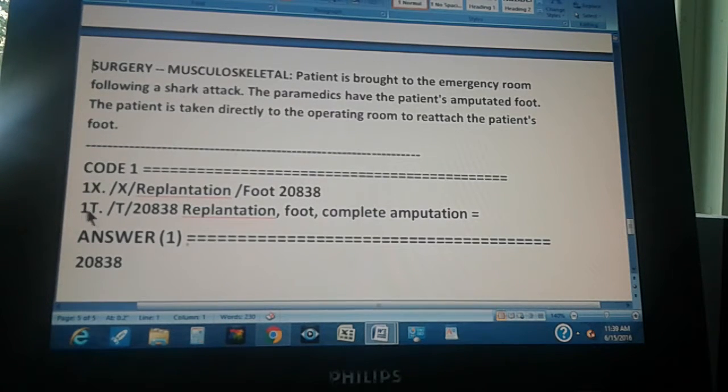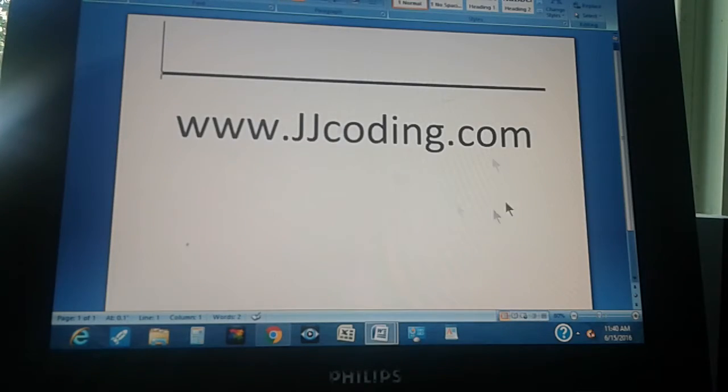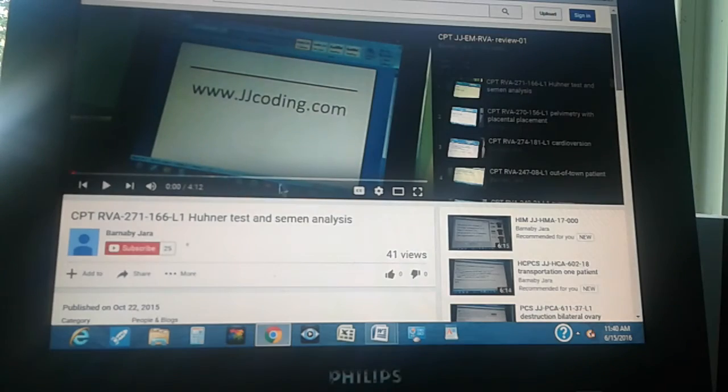Now we're going to check this code in the tabular. The code through the tabular is found like this. First you go to the tabular. You first go to 20838, which is the code that you found from the index, and what do you get there? Replantation, foot, complete amputation. And since in the tips we have told you that by default, if it just says amputation, that has to be a complete amputation, this is our code. So that's why we have the equal sign, and then we double check that the answer is 20838.